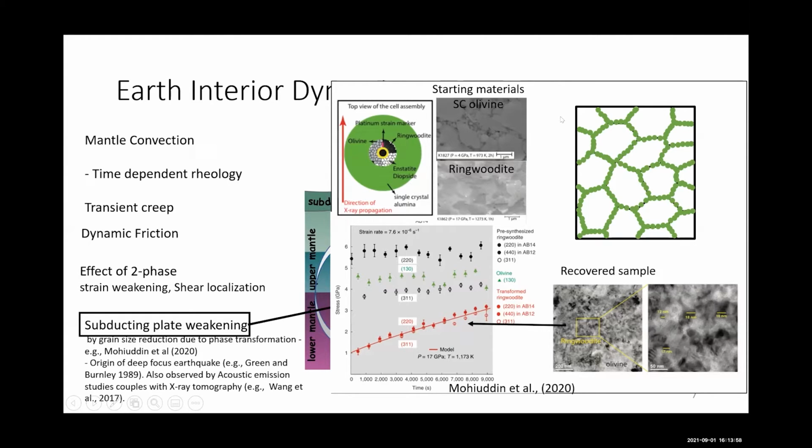And as we measured the stress as a function of time during deformation, here is represented the stress as a function of time. You can see that the pre-synthesized, large-grain ringwoodite shows pretty large stresses. So does the olivine, but the newly formed ringwoodite phase shows a lot weaker behavior. And so this would potentially explain weakening due to grain size reduction, as the ringwoodite is now deforming in diffusion creep. If this happened in a subducting slab, this could explain why the slab would deform when it penetrates into the lower mantle.